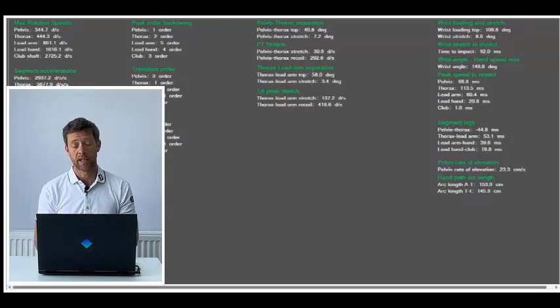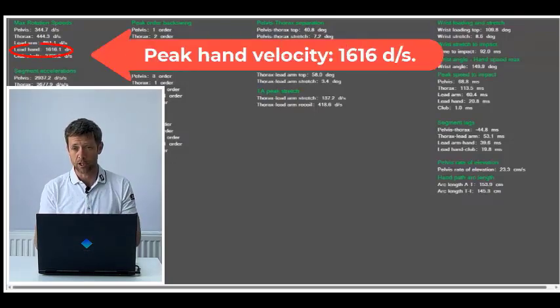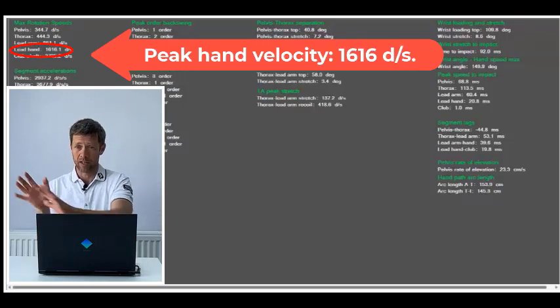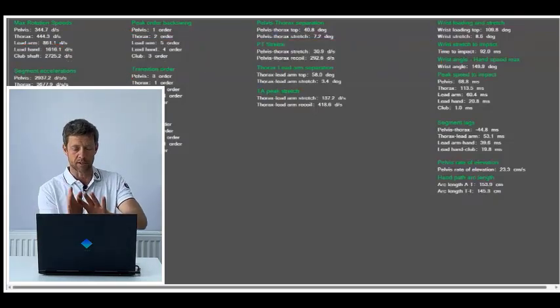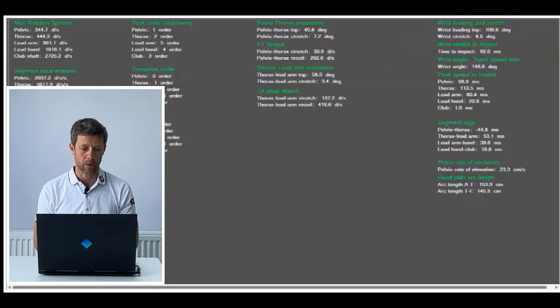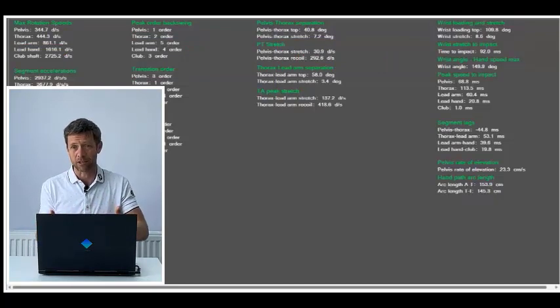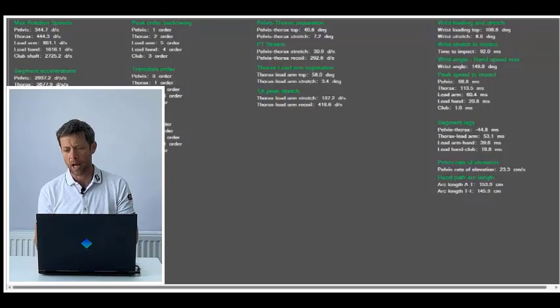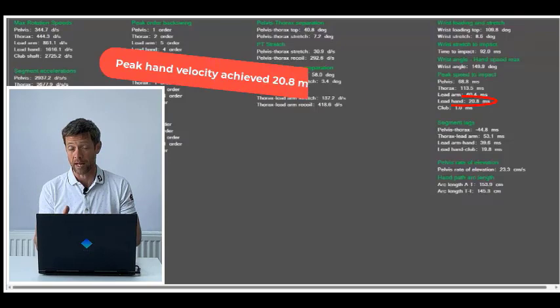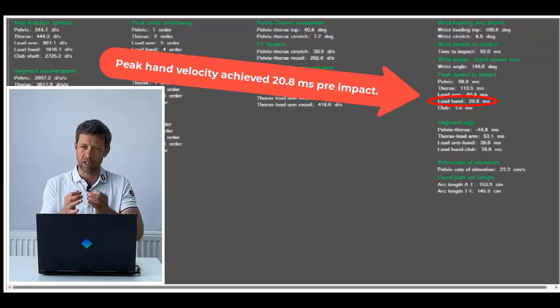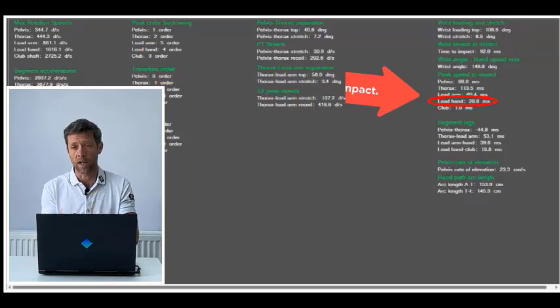So we look at, once again, as shown by the circle on the screen, this person produces a peak angular velocity, so how fast the hands are in essence rotating on their plane around their body, of 1,616 degrees per second. And it's also happening, once again, as shown by the circle on the screen, 20.8 milliseconds in advance of impact. So to give some sense of scale, these are wonderfully produced values, very high hand speeds.